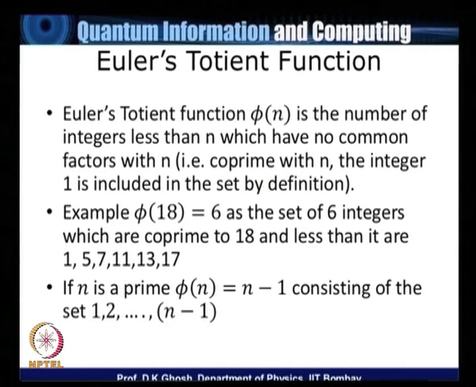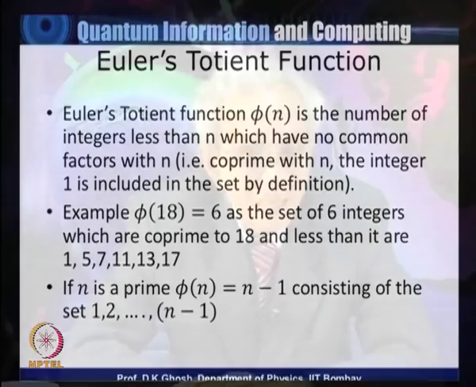Now, I have already told you these numbers themselves do not have to be prime, because two numbers may not have a common factor and they themselves need not be prime. However, if it happens that the argument of the totient function is a prime, then the value of the totient function is 1 less than the prime number itself. That is because all the numbers below it have no common factors with the argument n.